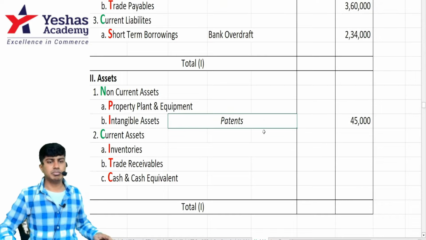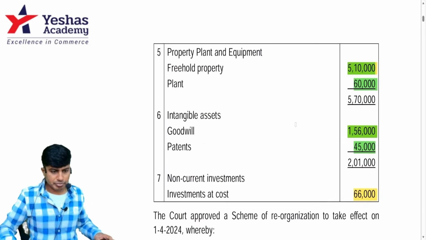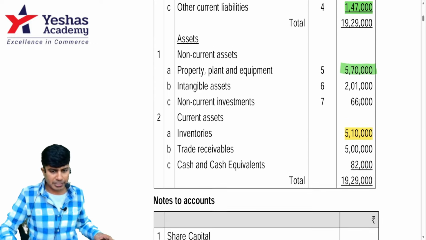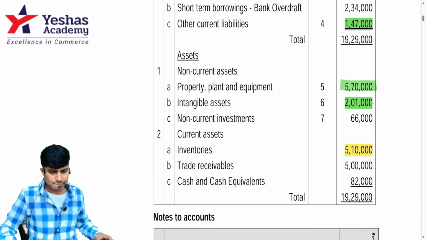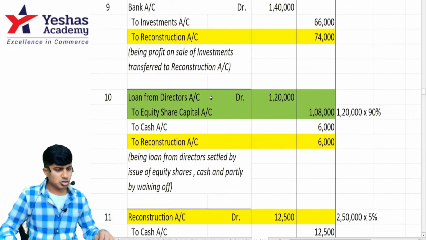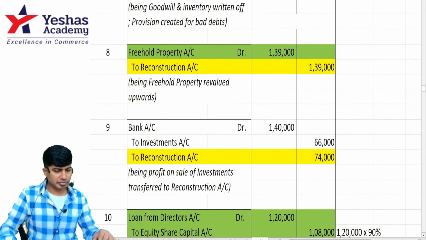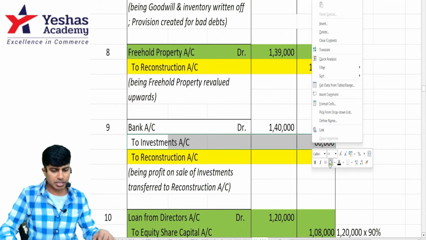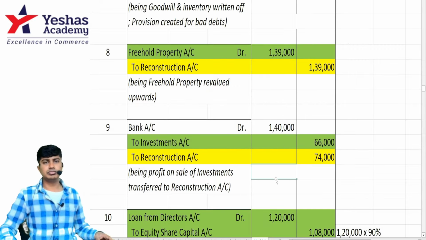Patents 45,000. Then what is the next item after patents in the balance sheet? Non-current investments 66,000. We sold this investment. 66 here, 66 I'll show you credit. We sold. Where did we sell? Here. Investments are sold. Gone.